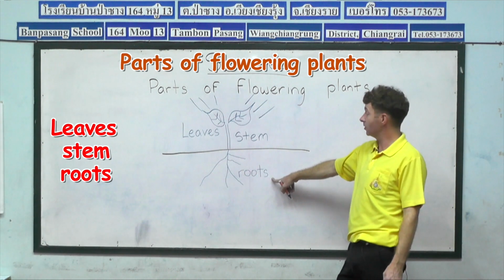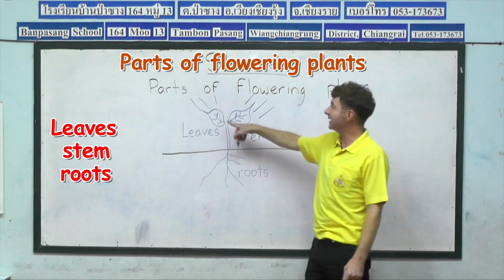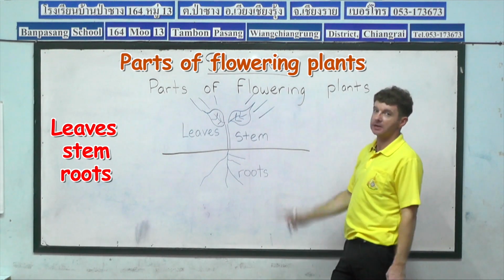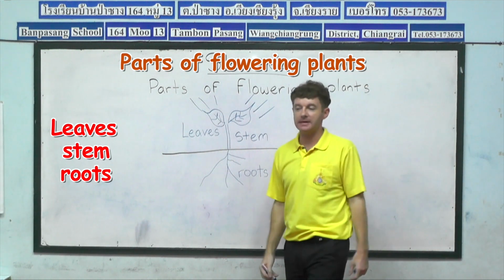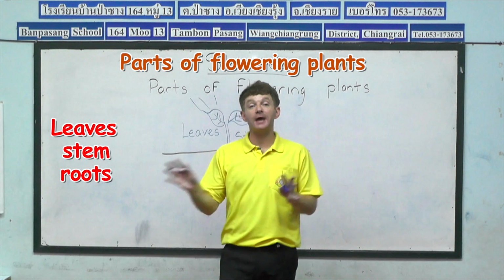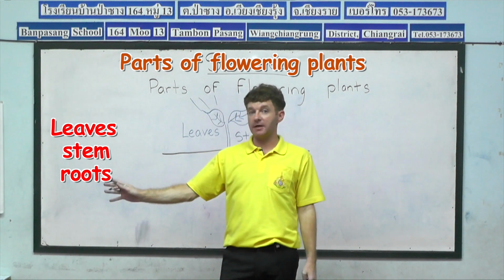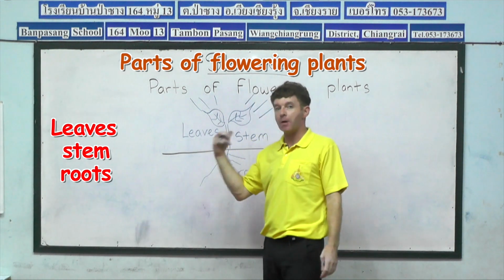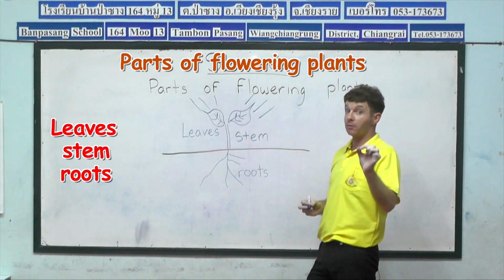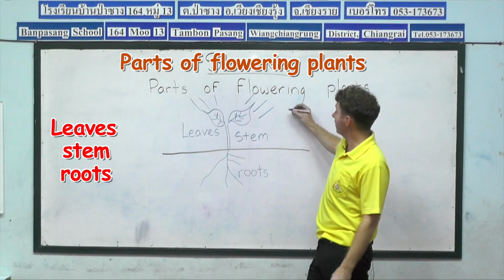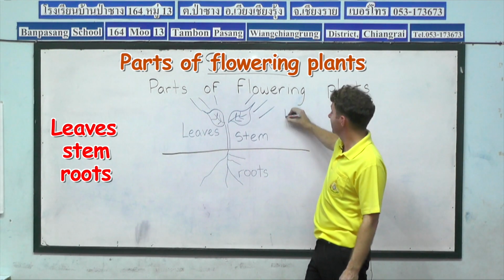So far we have three parts. Roots. Stem. Leaves. Now, if we're going to be a flowering plant, what do we definitely need? Flowers. We need flowers. Remember, we had two types of plants, flowering and non-flowering. We've been learning about flowering plants. So our flowering plants definitely need flowers. And how do we spell flowers, guys?